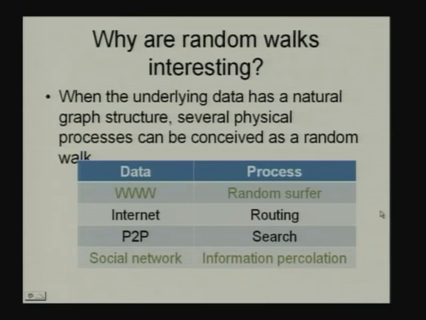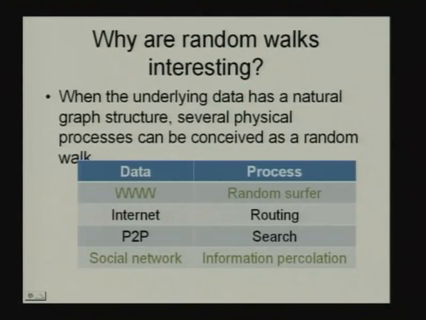Now, the question is, why are random walks interesting? Why should we study them? In general, many natural systems and many data sets you look at have a natural graph structure. For example, the web, the communication networks between people, or the social networks and so on. So, there are many processes that happen in these natural systems which can actually be modeled as random walks. Let us see a few examples.